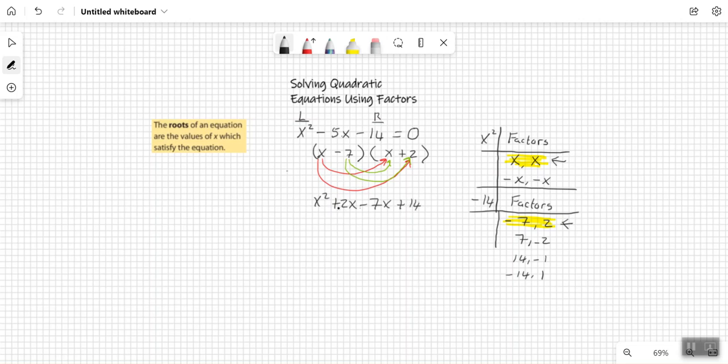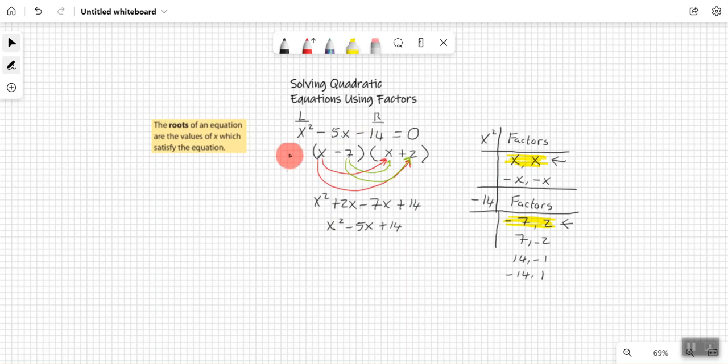And then we can simplify this by adding up the like terms. So for example, this would be equal to x squared plus 2x minus 7x gives me minus 5x. So if I'm on minus 7x and then I plus 2x, it brings me to minus 5x and then plus 14. So we can see now that these factor pairs here are the factors of this expression here.